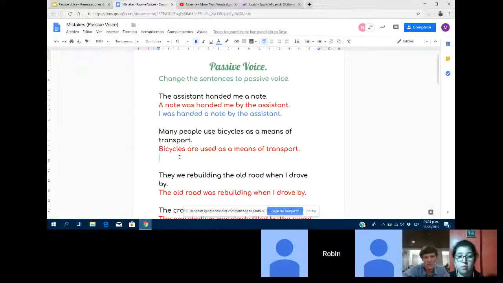In the next case, the verb to use acts on the bicycle, right? So many people use bicycles as a means of transport. Transport is not the object. The object is what the verb is being used on. Does that make sense? Okay. Yeah.